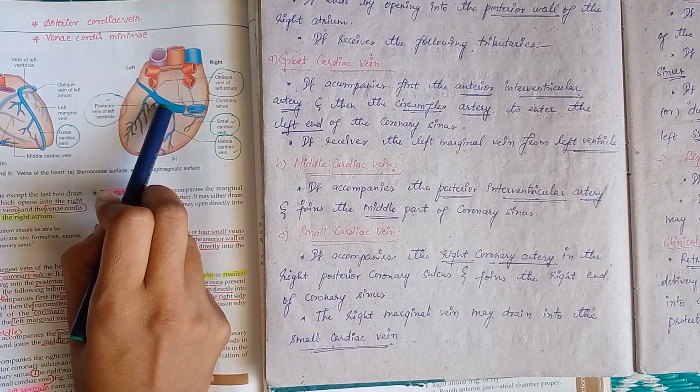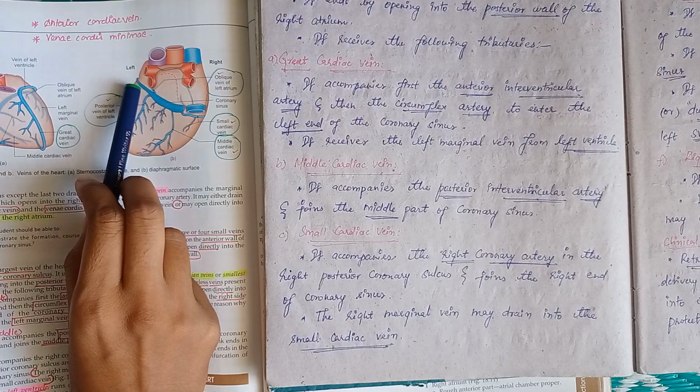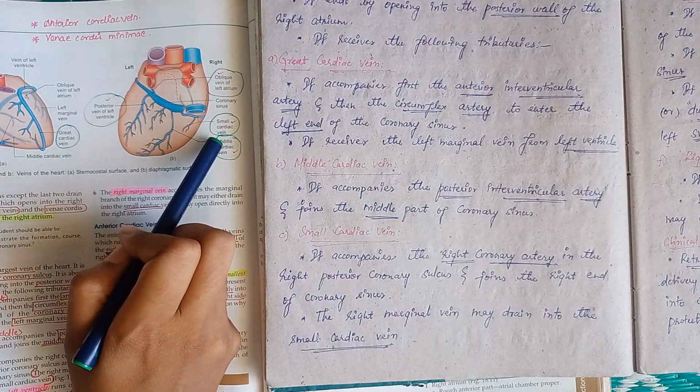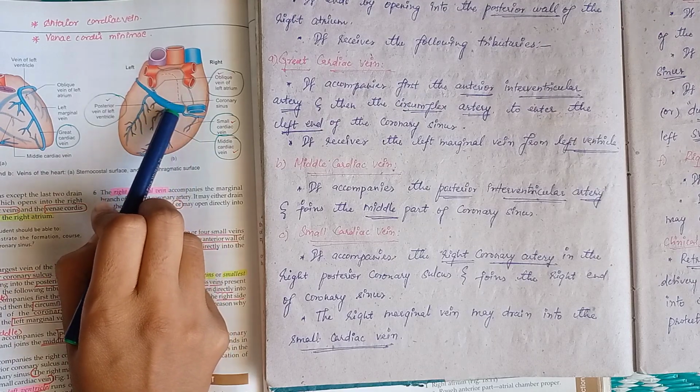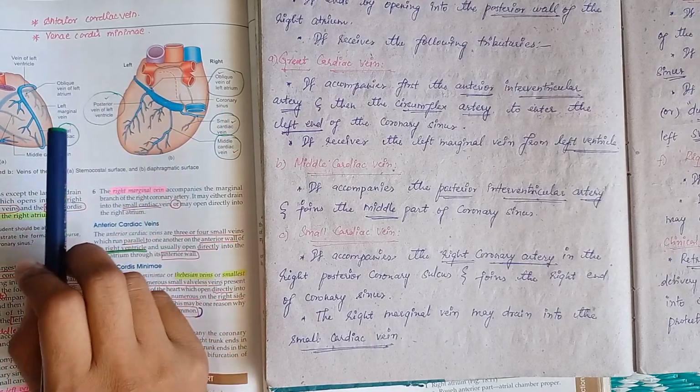This is the middle of the coronary sinus, which is joined by the middle cardiac vein, and this is the left end of the coronary sinus, which is joined by the great cardiac vein, and the small cardiac vein joins into the right part of the coronary sinus. The right marginal vein may drain into the small cardiac vein.